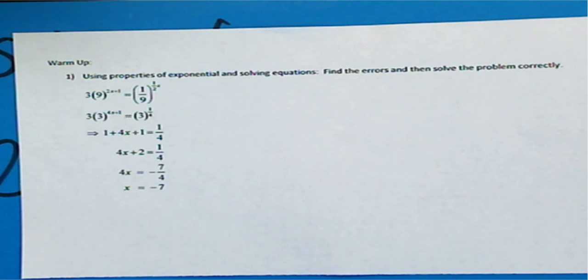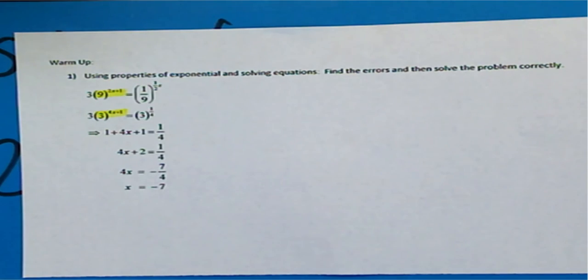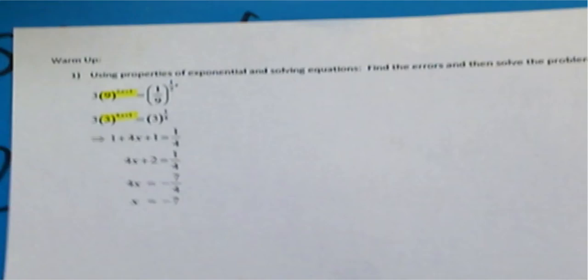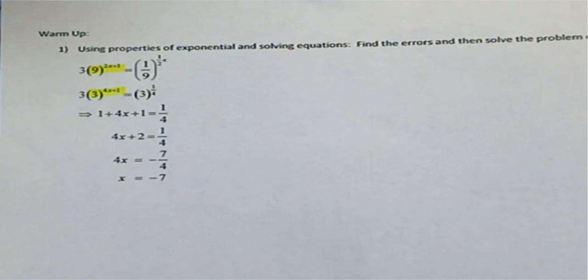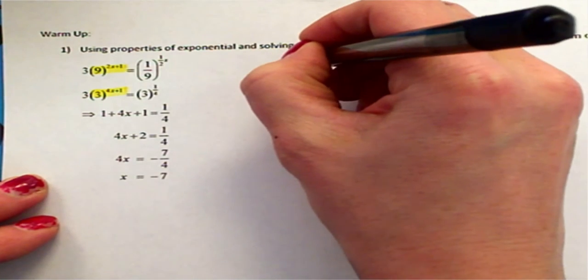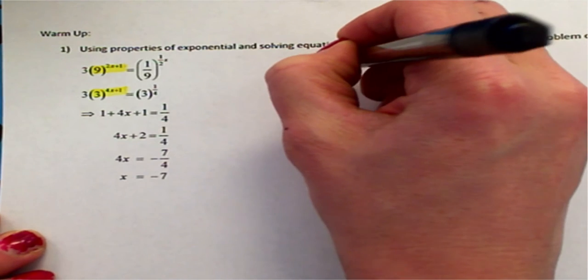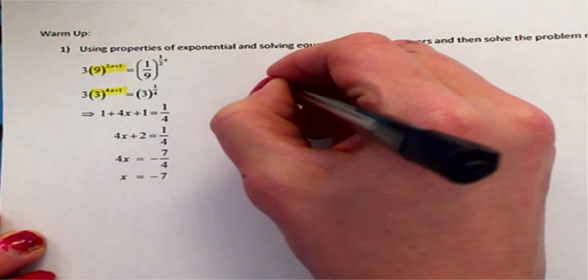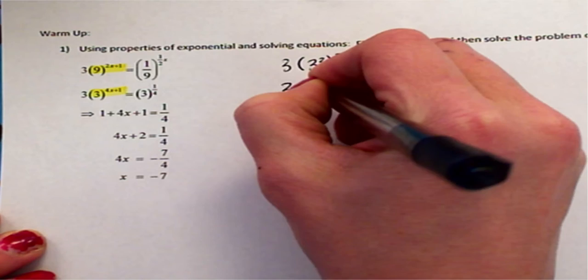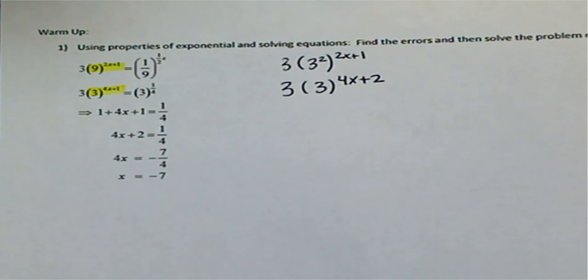Okay, error number 1 is right here. There's the first error from this step to the next step. So I'm going to fix it on the right side. I get 3. Now, instead of writing 9, I'm going to write 3 squared. And what I get on the next line is 4x plus 2. That is the correction.